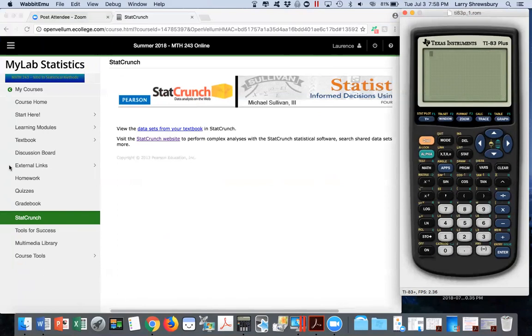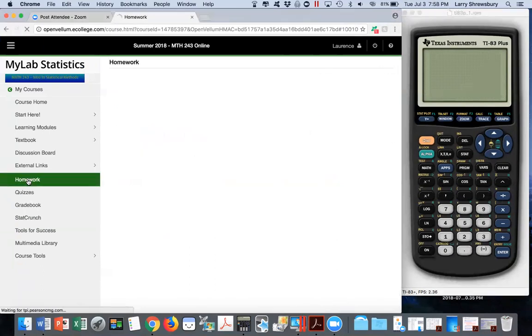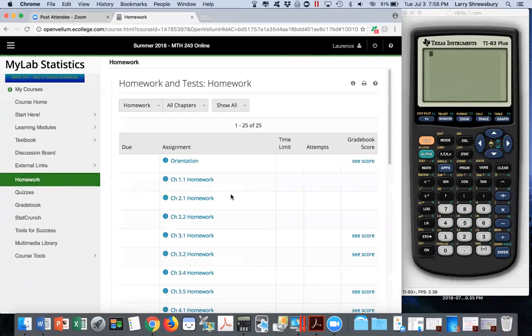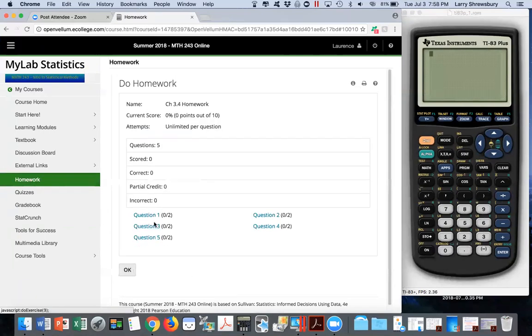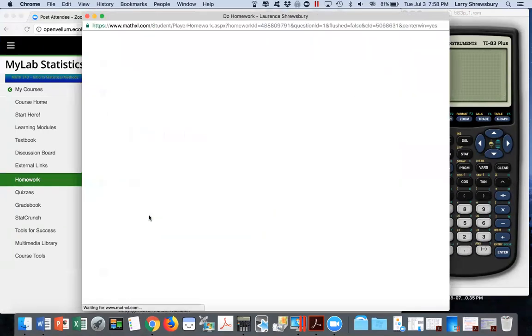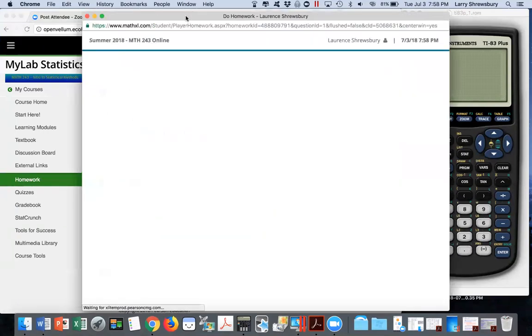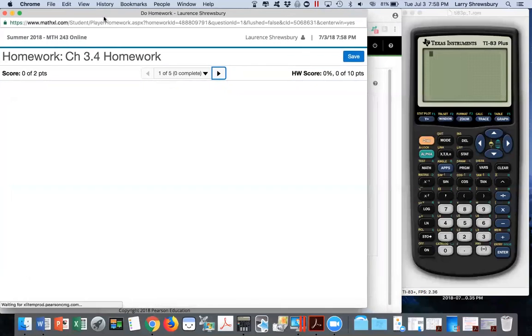So what I thought I'd start off with is I'm going to do something from chapter 3.4. Let's go to homework. And in chapter 3.4, I want to do the first ones and talk about these z-scores. What the heck is a z-score? Well, it's how we standardize a data value.